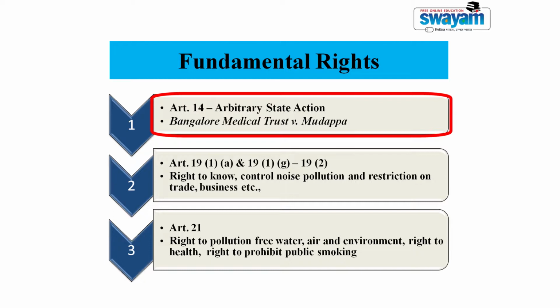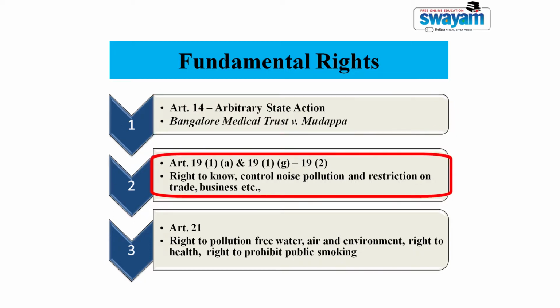The next article is Article 19. Under this article, we can refer to two important aspects, Article 19(1)(a) and Article 19(1)(g). But these two articles are subject to restrictions that can be imposed by the state under Article 19 Clause 2. Article 19(1)(a) mainly deals with the right to know. Every person in India has the right to know what kind of industry the government has given permission to, whether the industries are good or bad, and he can avail the right to information as per Article 19(1)(a).